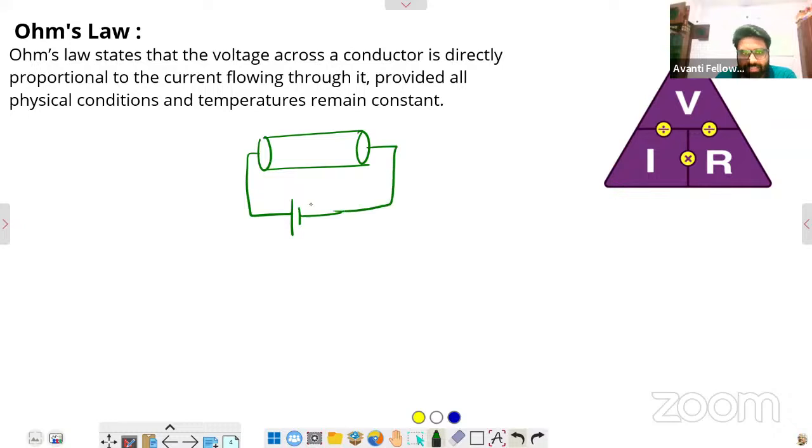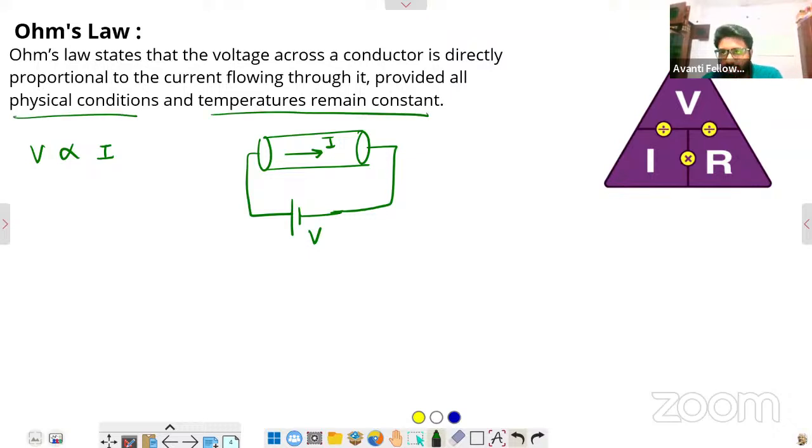it, the potential is generated by a battery of voltage V. There is a value of current flowing through this conductor. So that particular current and this voltage have a relation. This voltage is directly proportional to the current, until and unless the physical condition and temperature remain constant. Now, when you are preparing for JEE, you should remember the conditions where we can apply this law. So to apply Ohm's law, physical condition and temperature must remain constant.